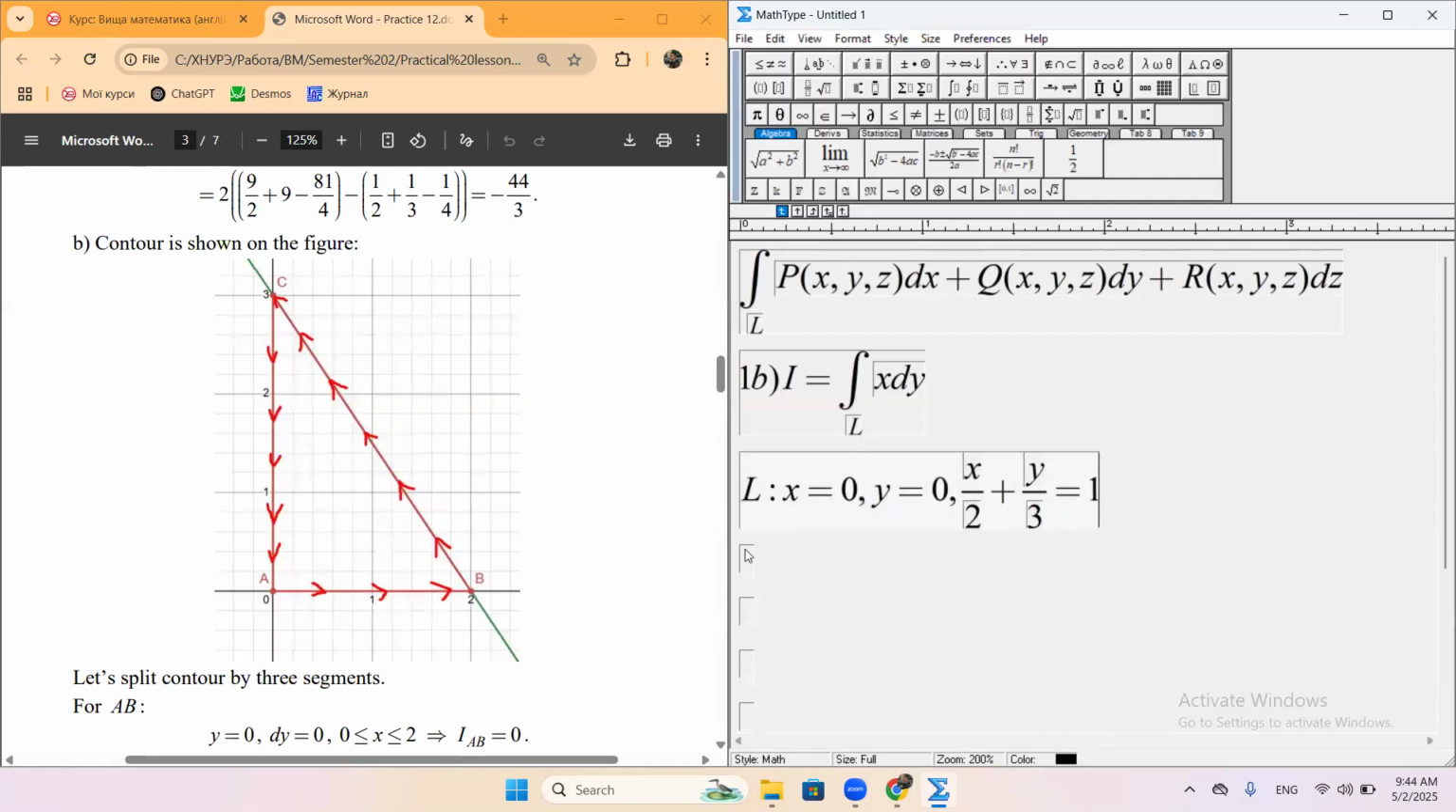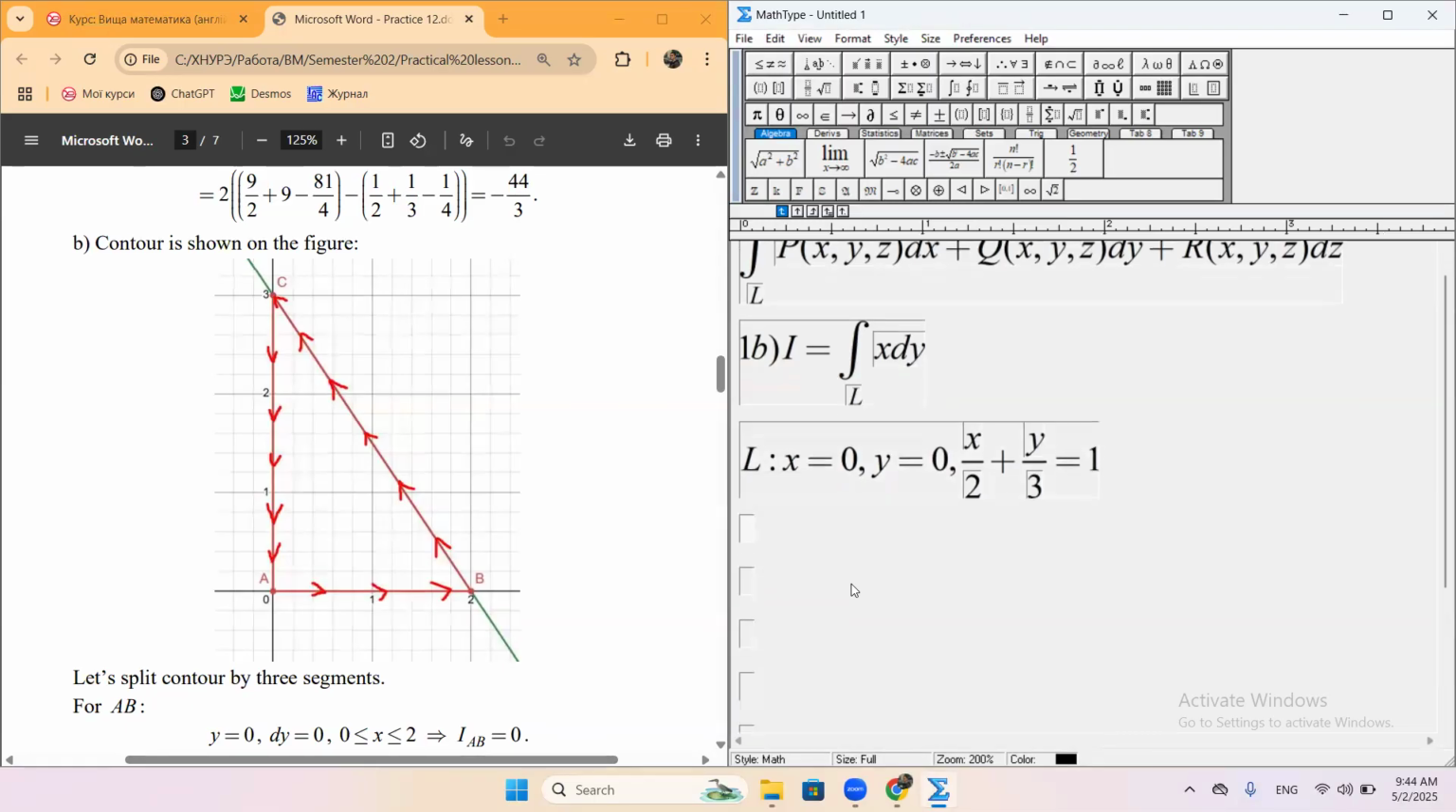So how will we calculate this integral? We will split it into 3 parts. For part AB, we have the following. For AB, y equals 0, so it means that dy equals 0 as well. So the integral along this segment equals 0. Now moving to BC.